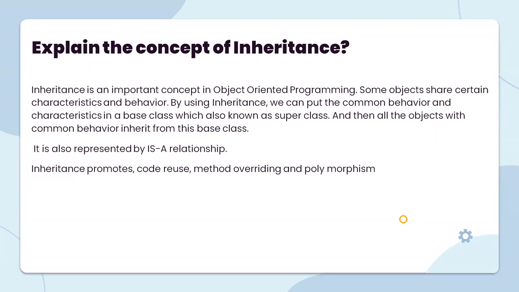For common behavior, you can declare that car is the class. Inheritance represents nothing but an is-a relationship, not a has-a relationship. Is-a is a different thing. Here I am creating about is-a and has-a. Is-a is implemented by inheritance. But a has-a relationship is where one class has an object of another class. Then it's a has-a relationship. Inheritance promotes code reuse, method overriding, and polymorphism.